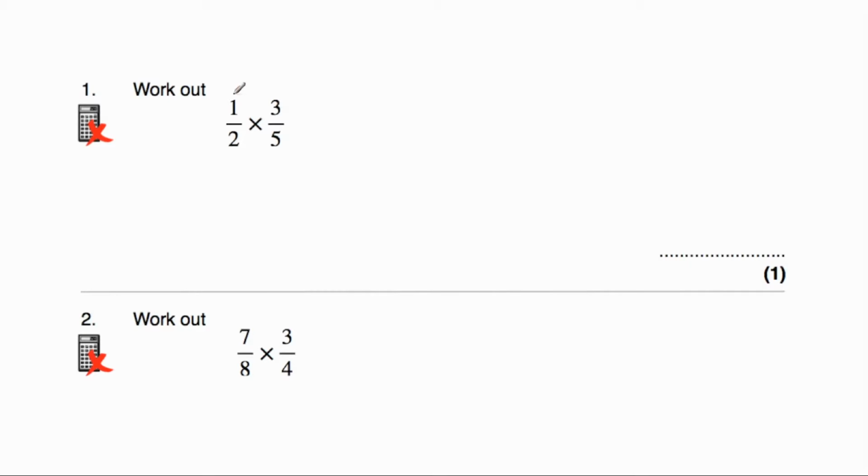Question number 1, we've been asked to work out a half multiplied by 3/5. So to multiply fractions, we multiply the numerators and we multiply the denominators. So 1 times 3 is equal to 3, and 2 times 5 is equal to 10. So the answer would be 3/10. And 3/10 can't be simplified because apart from 1, they've got no other common factors. So our answer would just be 3/10. And that's it. Okay, let's have a look at question number 2.